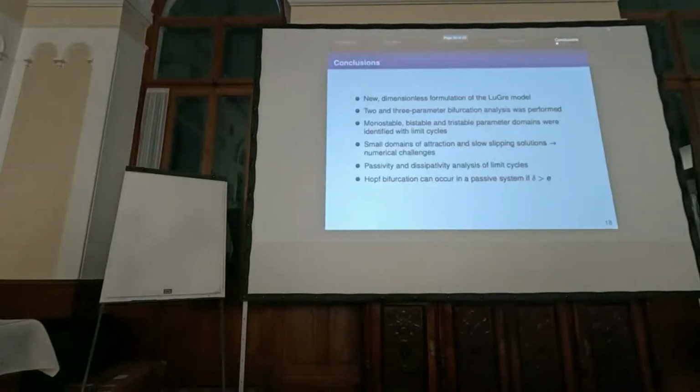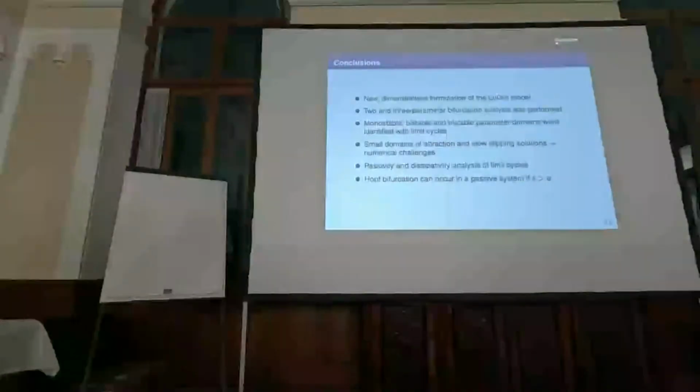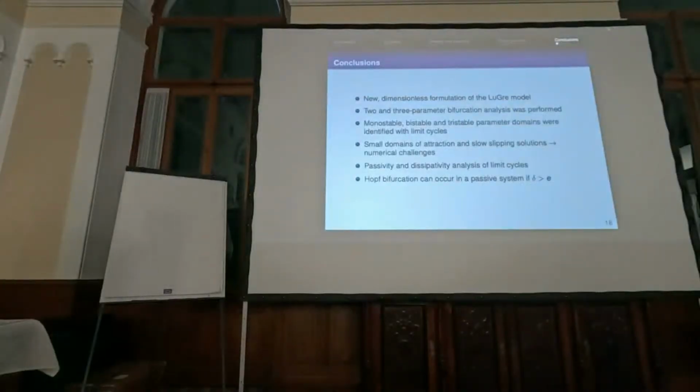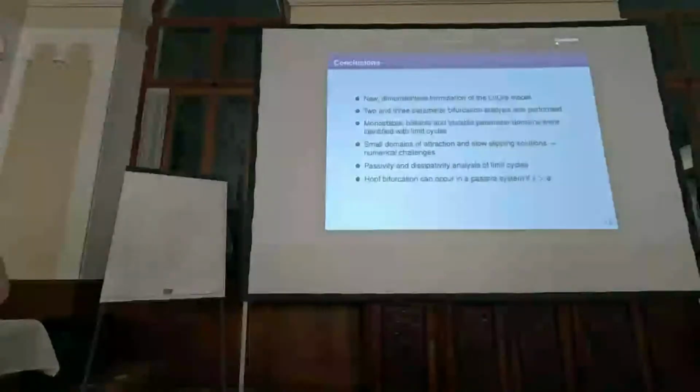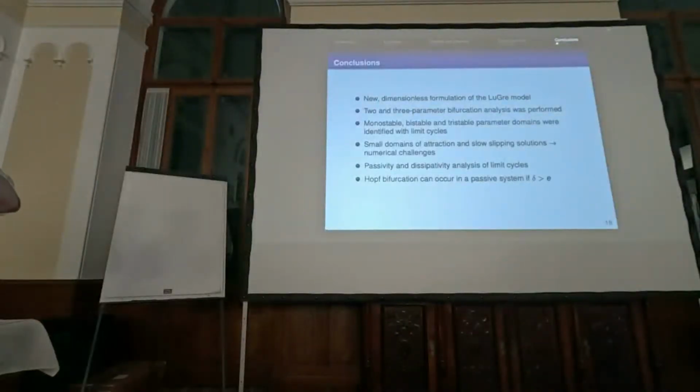So the results can be summarized as follows. We proposed a new dimensionless formulation for the Lugano model. We performed a 2 and 3 parameter bifurcation analysis. We found monostable, bistable, tristable parameter domains with limit cycles. And the take-home message can be this, that we found very, very small domains of attraction and slowly slipping solutions. So it can lead to numerical challenges in this system.